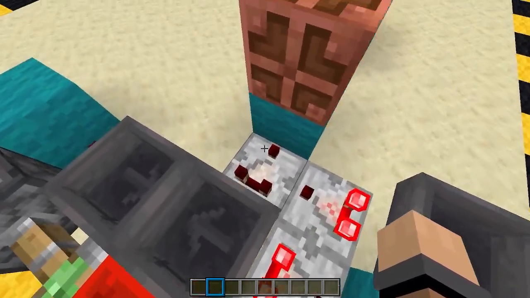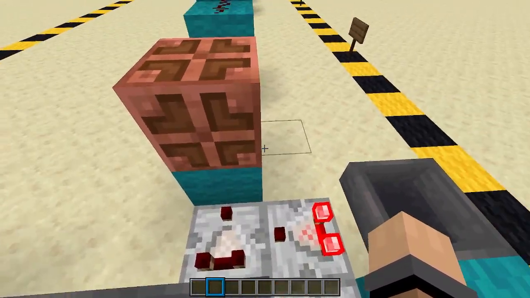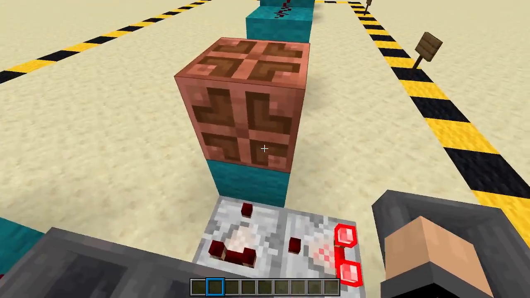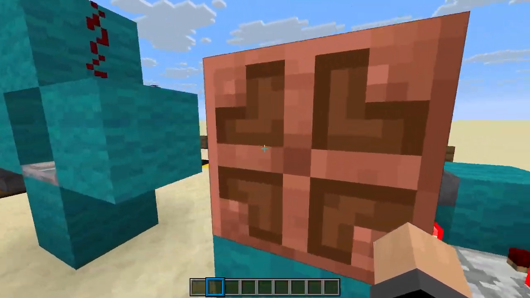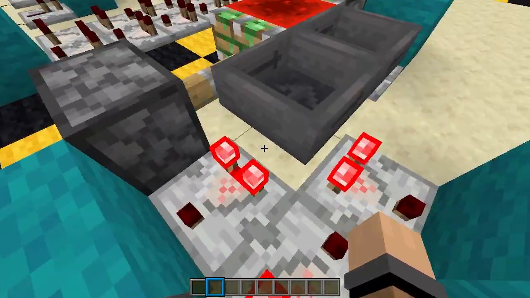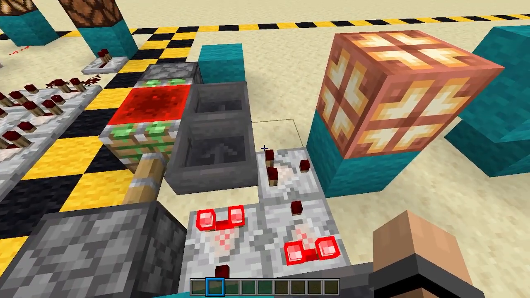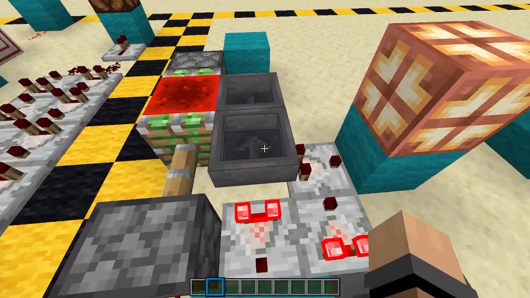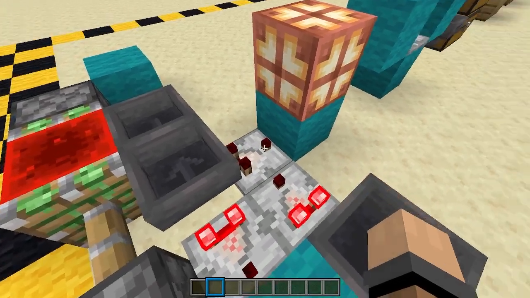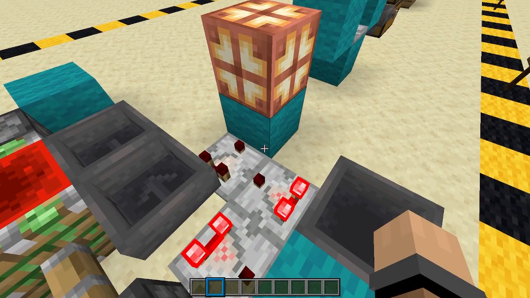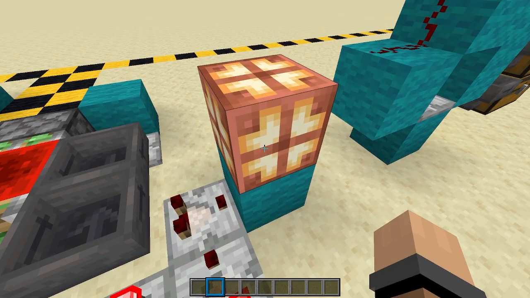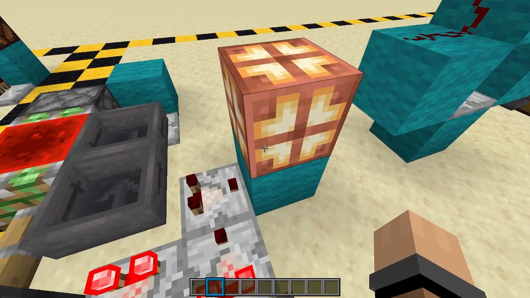Now, the bit that I've added on is right here to make it so that you can use it to give a pulse by having an observer watching this block. Once these get full like it just did, this is equal to how many items are in here, giving off a certain signal strength. And it is going into this block, which turns it on and off, the copper bulb.